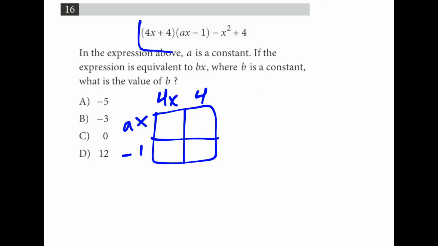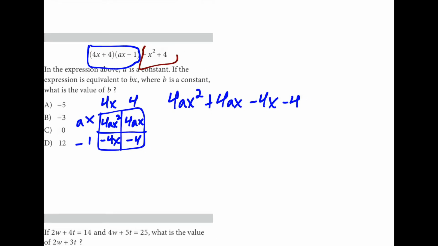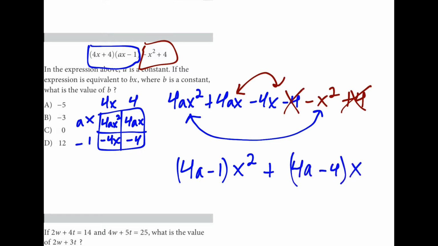So let's start by expanding these binomials, and we end up with 4ax squared, 4ax, negative 4x, and negative 4. Then I'm going to bring down the negative x squared plus 4, and I might notice that the minus 4 and the plus 4 cancel each other out. And now I have some x squared terms, and I have some x terms. So I'm going to factor out everything in front of those. So here I take the 4a and the minus 1. And then for the x, I'll break it down into 4a and minus 4.